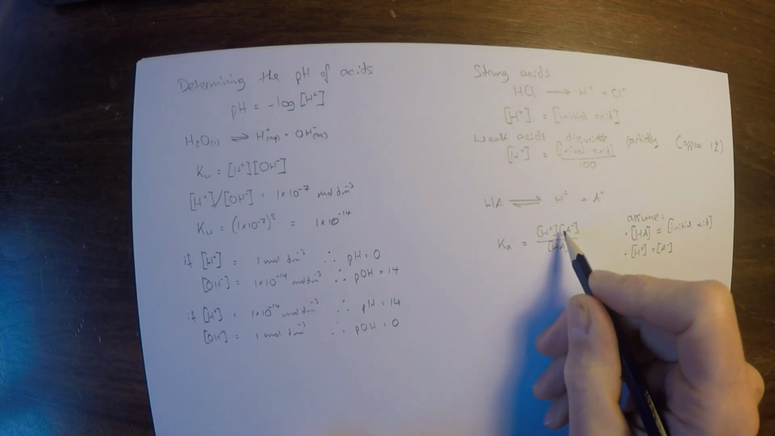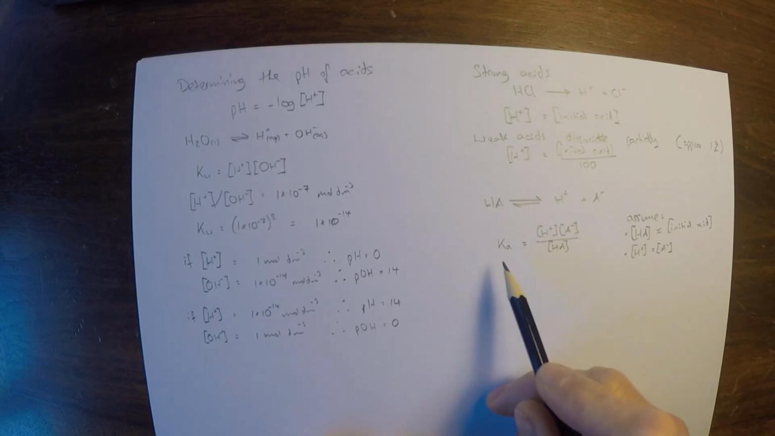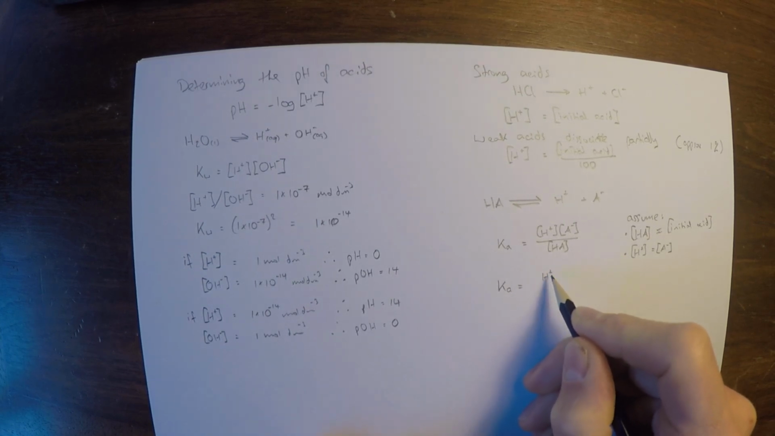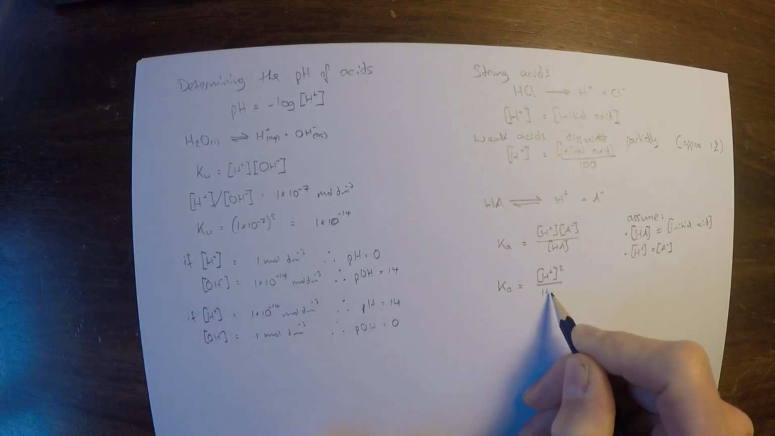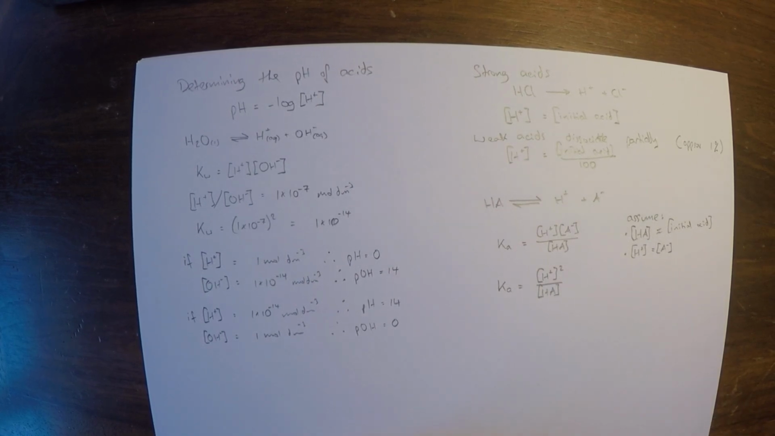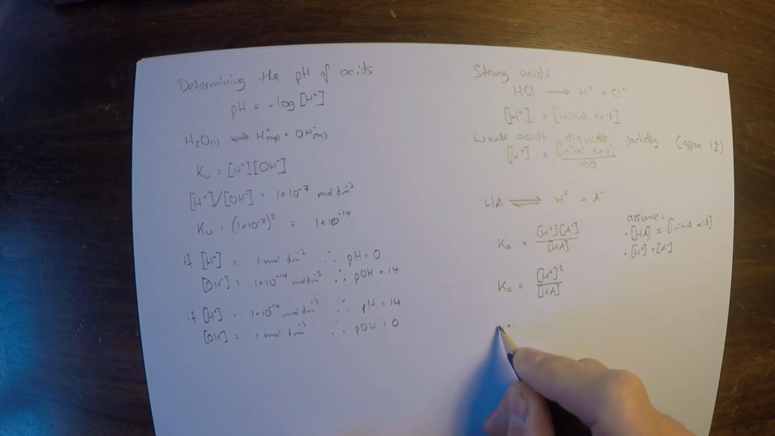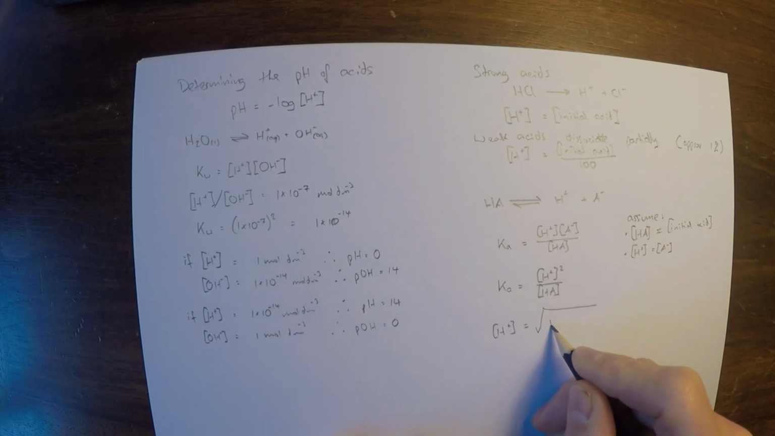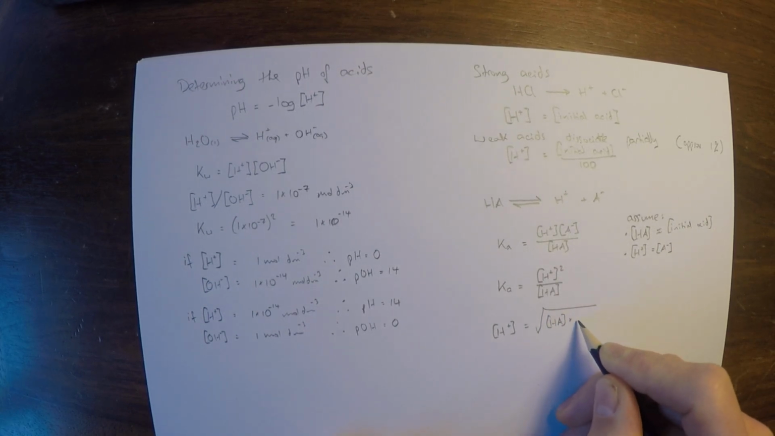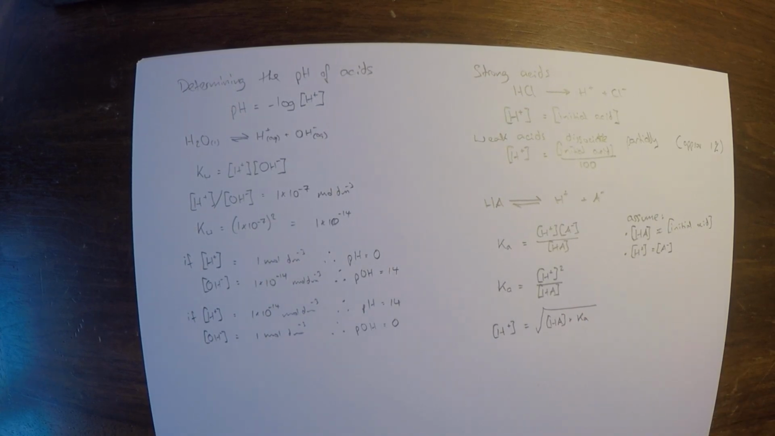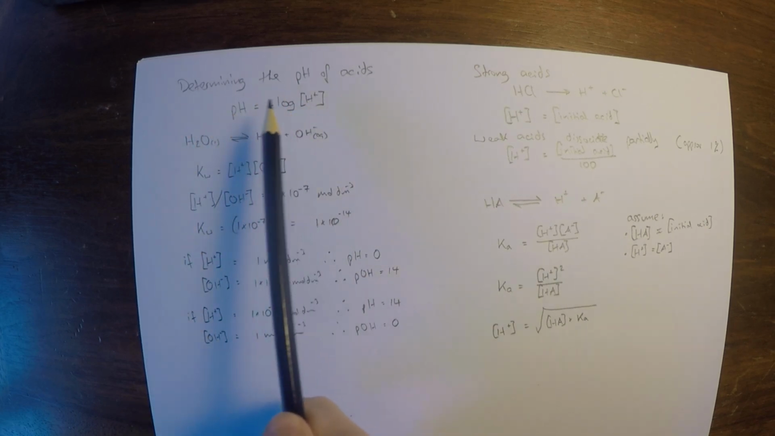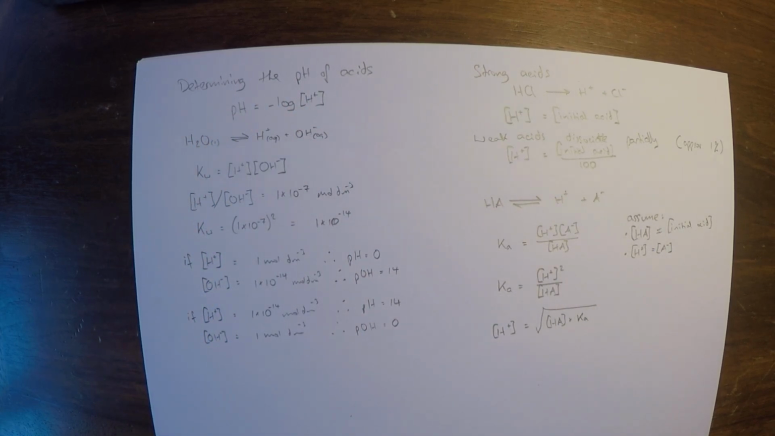So since H+ and A- are the same, then Ka is going to be equivalent to H+ squared over HA. Now we can simply rearrange this in favour of H+, and say that H+ is going to be equivalent to the square root of HA times Ka. So we can now determine the concentration of H+ ions at equilibrium, and therefore the pH at equilibrium of our weak acid, using the equation pH is minus log of the H+ concentration.